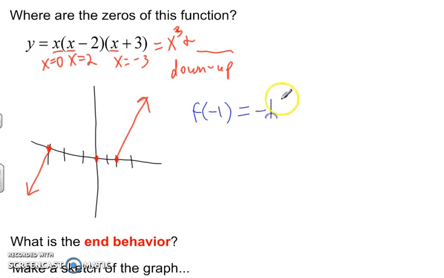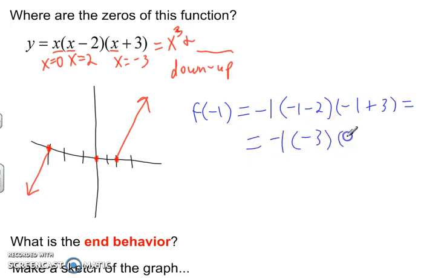So we get -1 times (-1 minus 2) times (-1 plus 3). So we multiply that out, we get -1 times -3 times +2. Negative times negative is a positive, 3 times 2 is 6. So (-1, 6), somewhere right up here is our point. So I know the graph kind of comes up. I'm not sure if that's the tallest point, but it's got to hit that point and come back down.